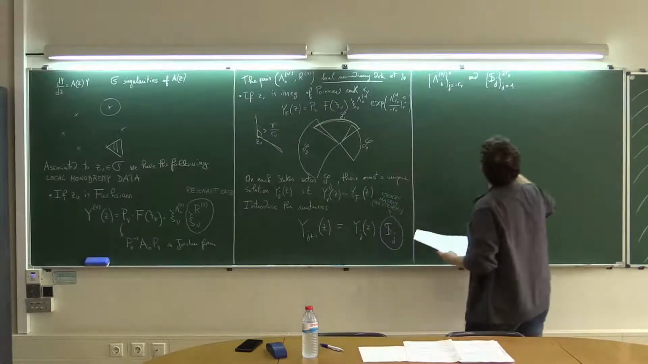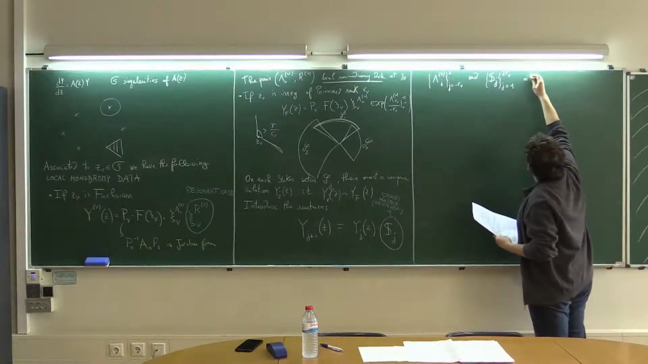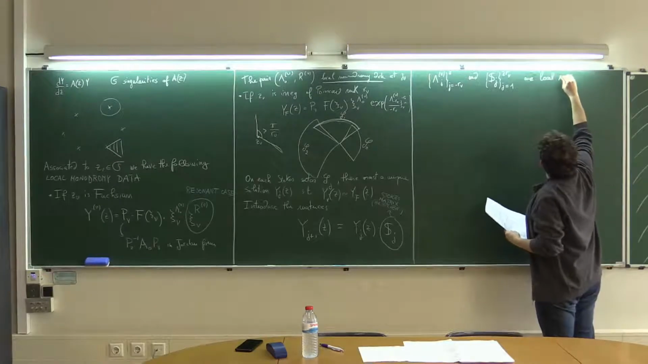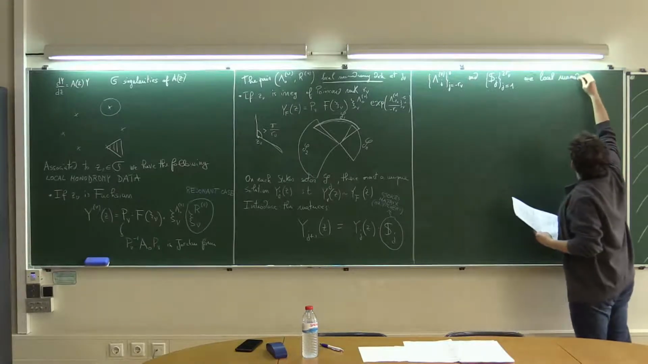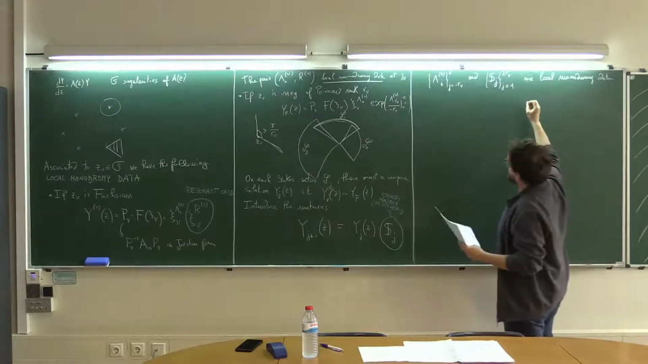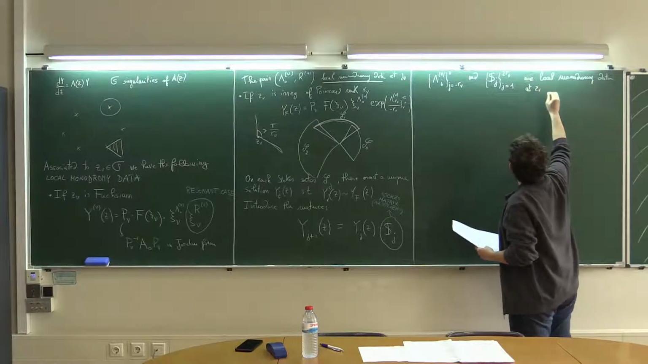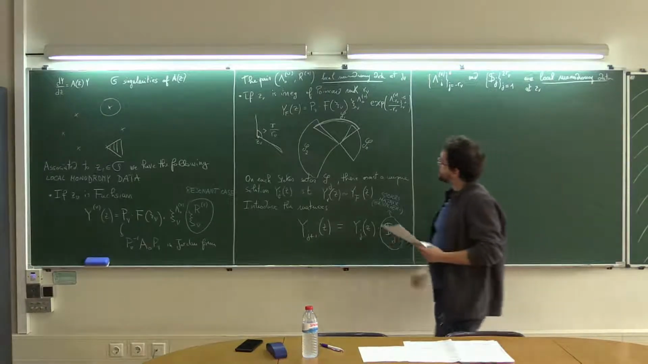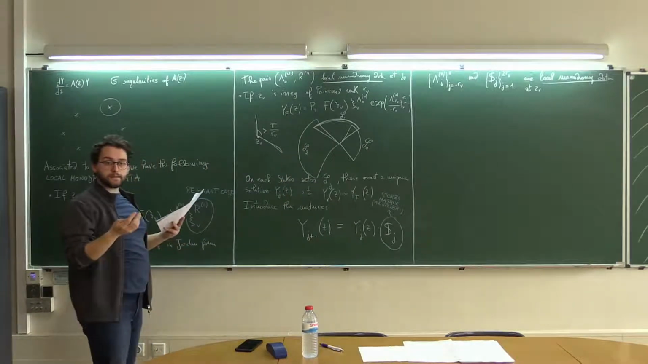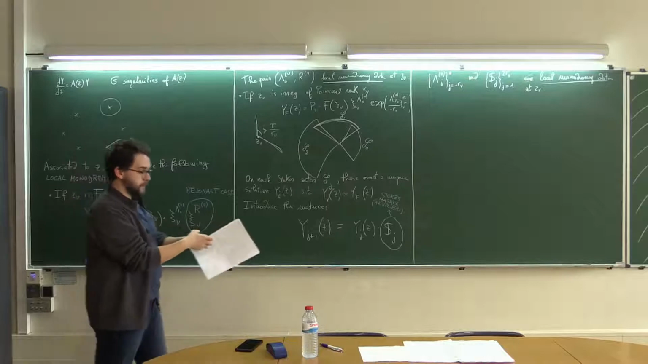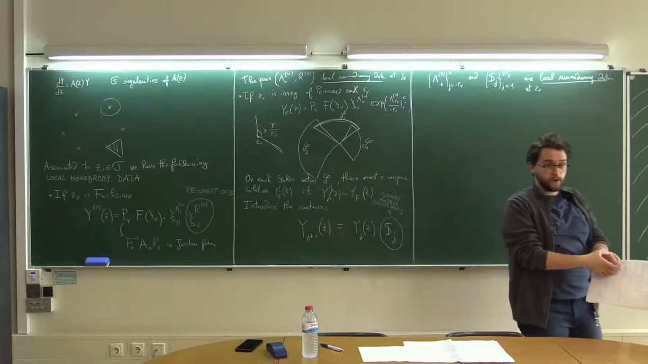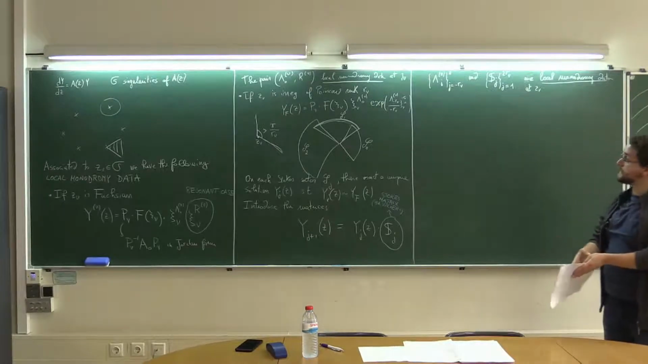So these data will be called the local monodromy data at z nu. So what I did now was just to give a name to objects that we already introduced last time. And these matrices describe locally the multivaluedness and monodromy of solutions close to this singularity.